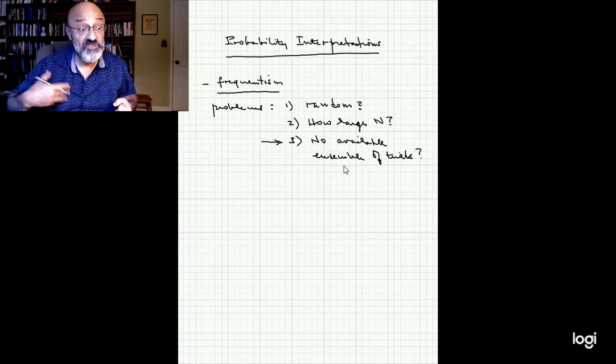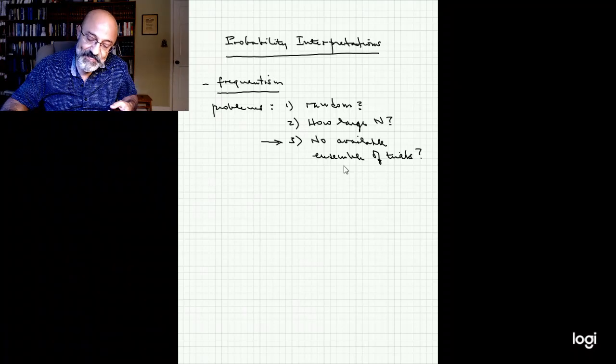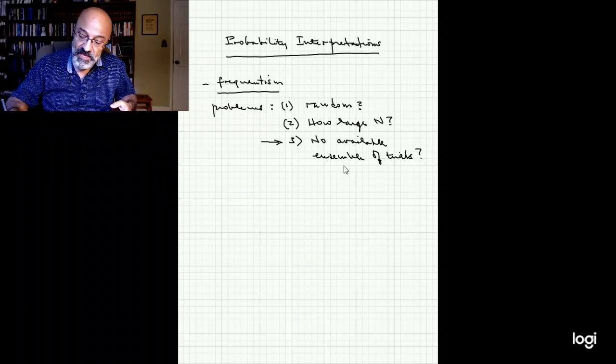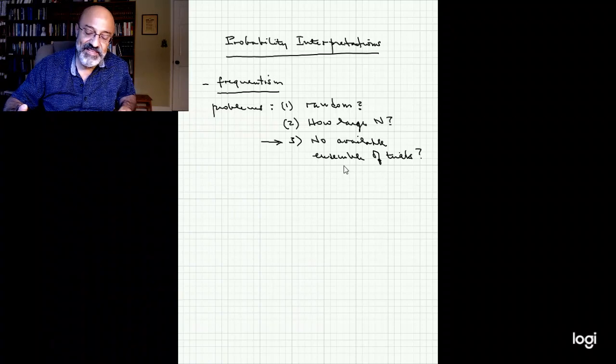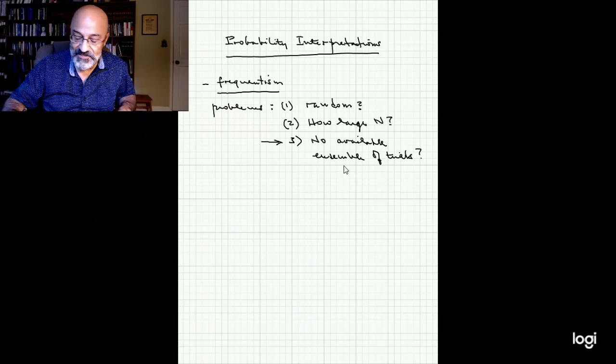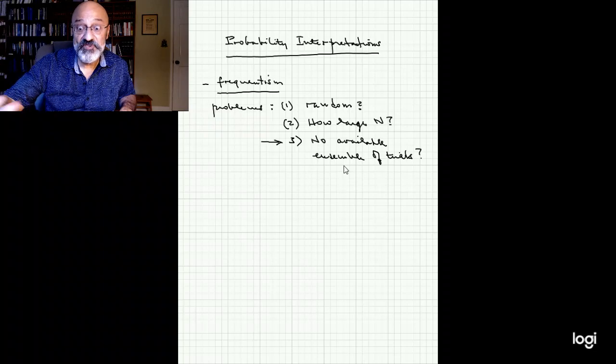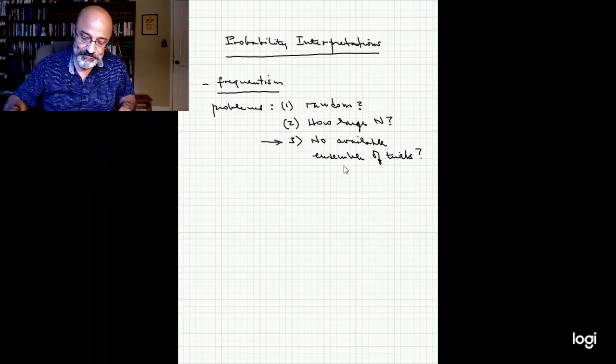great intuitive appeal, has its problems. And the truth is that by the time people end up answering these questions of what do you mean by random, how large has n to be, what happens when you don't have ensembles of trials, when people start getting even close to answering these questions, the intuitive appeal is completely lost, and the possibility of claiming that you can actually measure probabilities is completely lost.